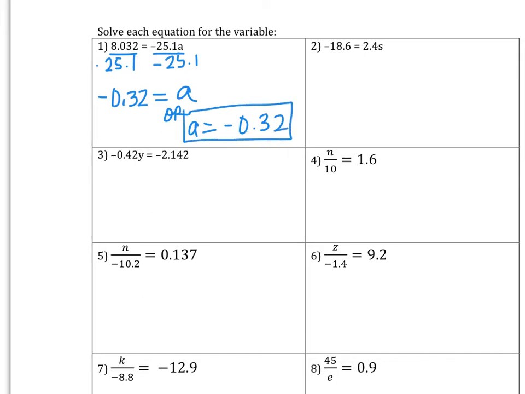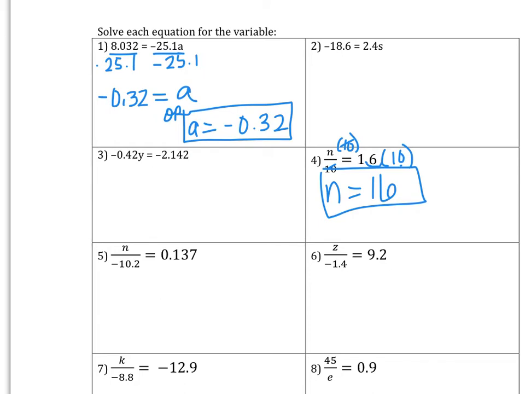Let's do number 4. Number 4, solve for our n. It's being divided by 10, so we do the opposite, which is multiply both sides by 10. N equals, let's cancel out. Whenever we're multiplying a number by 10 and we have a decimal, an easy way to remember is just move the decimal place over one place value. So N equals 16.